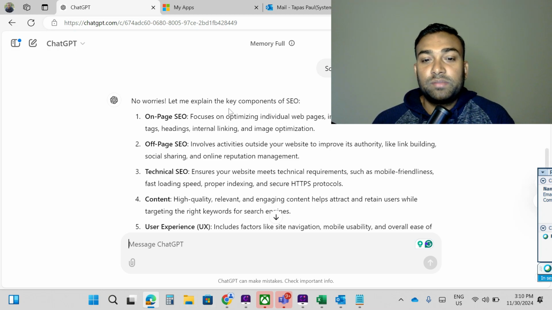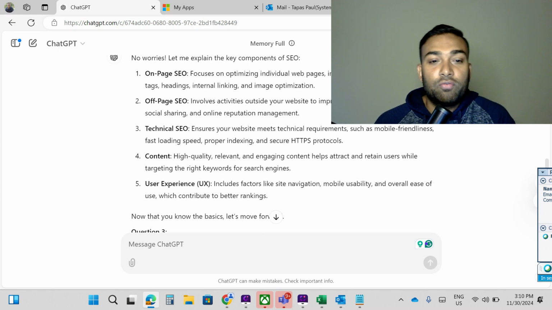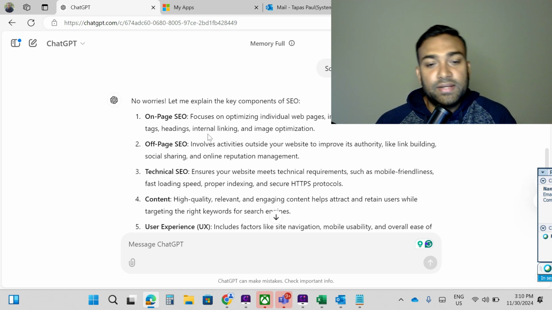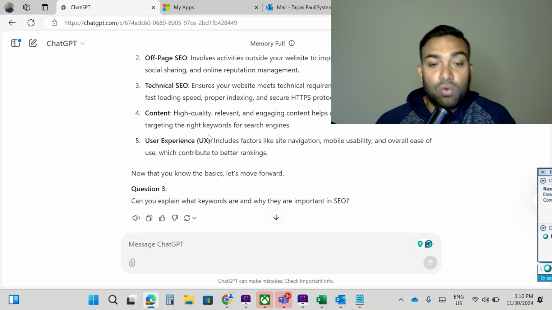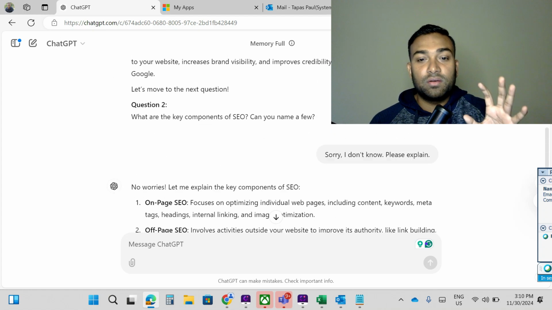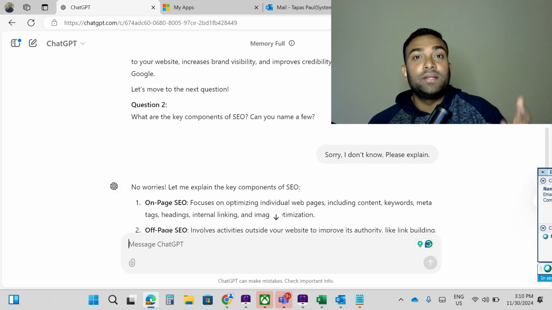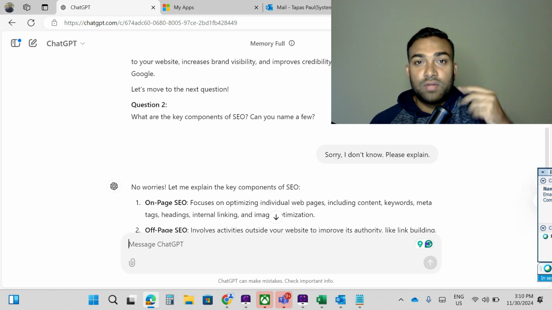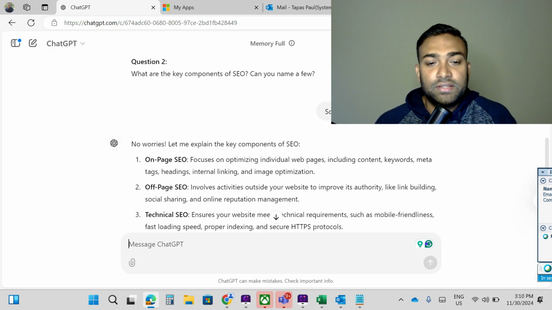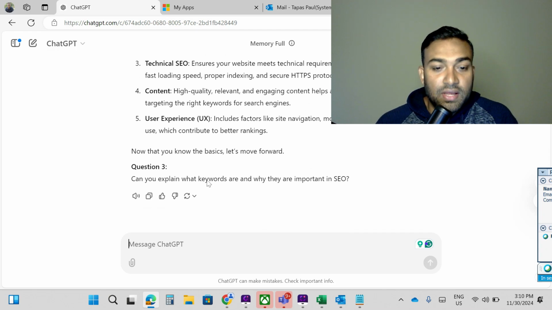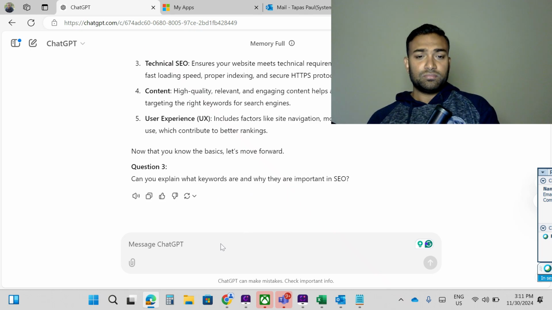So this is the way. No worries, let me explain the key components of SEO: on-page SEO, off-page SEO, technical SEO, content, user experience, all these things. Now I have understood what the components of SEO are, because I am learning SEO. I don't know anything about it, so now I am learning. Okay, now got it.